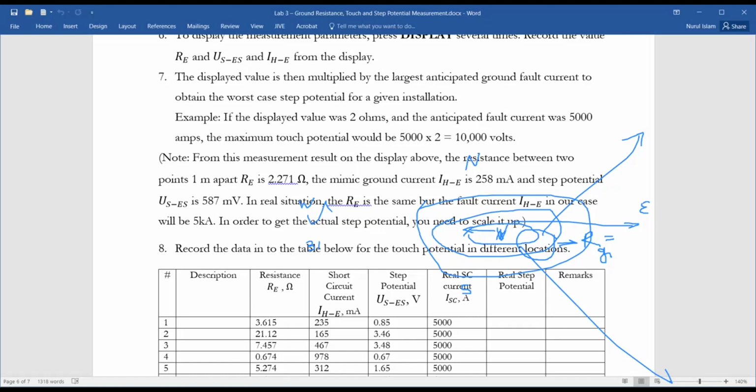And in the video, I am trying to show you that this is the way we have to measure the touch potential, step potential and ground grid resistance. Okay, so that value will differ from the value you will find using the WinIGS model. Okay, and the difference is very obvious. But in your report you have to include this measured data and your calculated data using WinIGS.